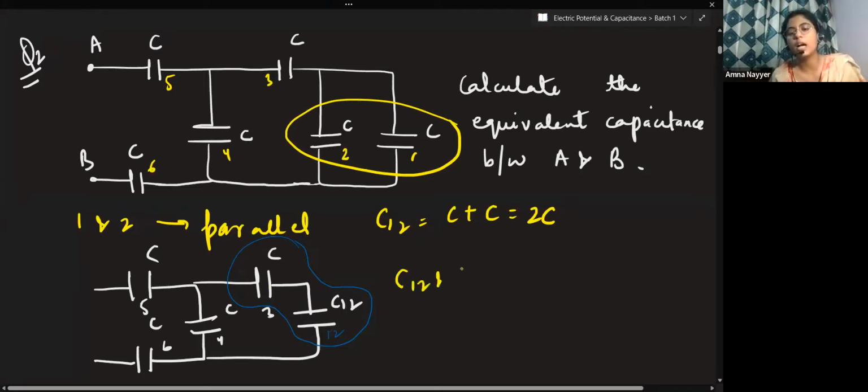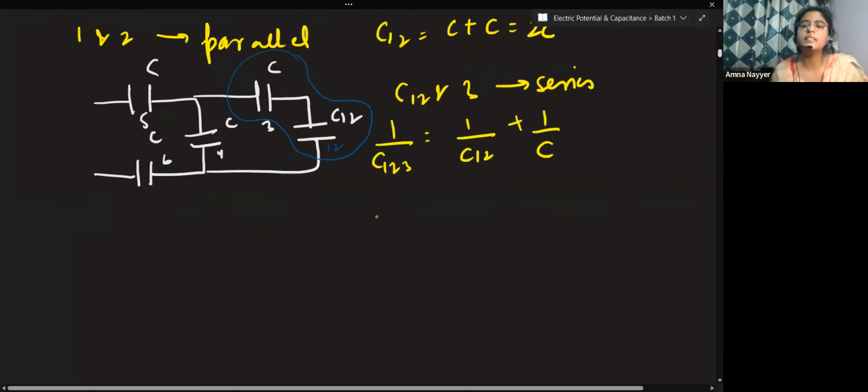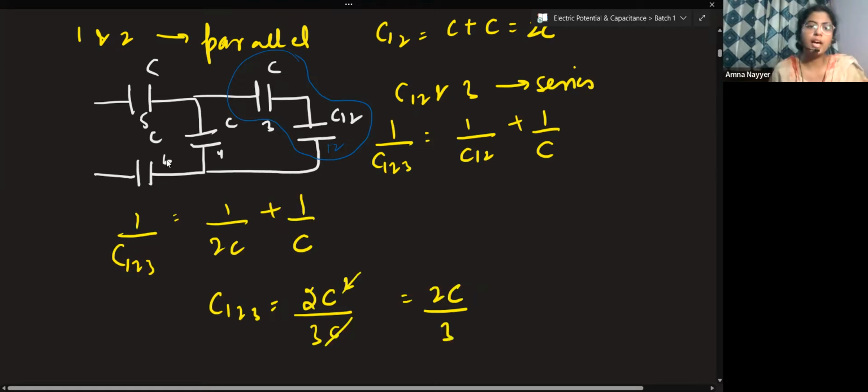So C12 and C3 are connected in series. So equivalent capacitance C123 will be given by 1 by C12 plus 1 by C3. C3 is C, and C12 is 2C. So 1 by C123 is equal to 1 by 2C plus 1 by C. So C123 becomes 2C square divided by 3C. That gives 2C divided by 3, this much capacitance. All right, so we have reduced this also.